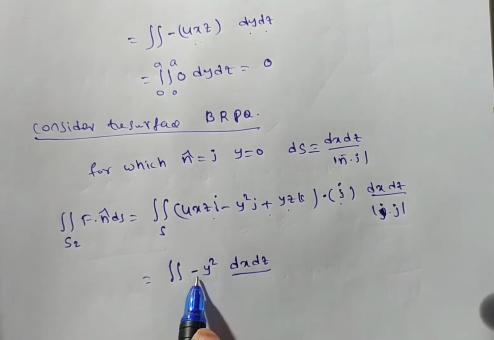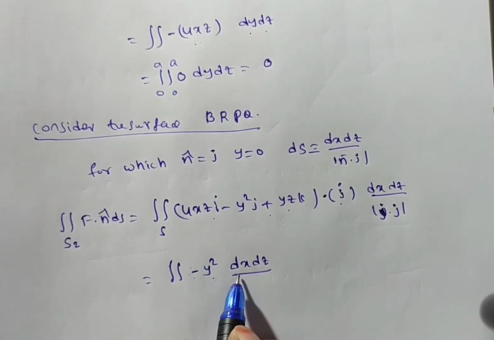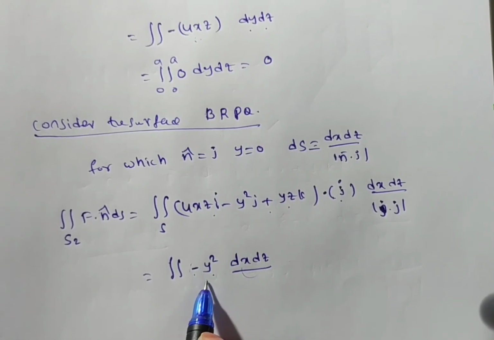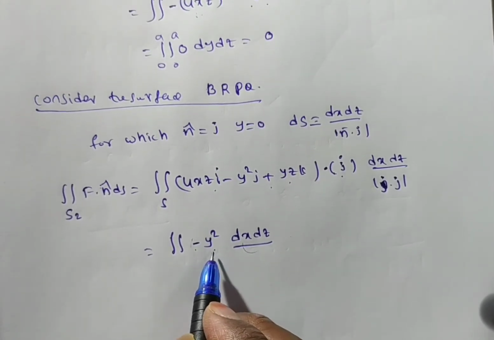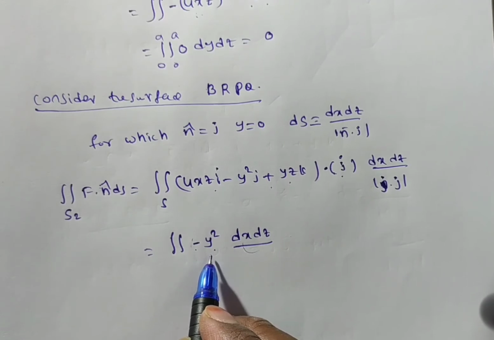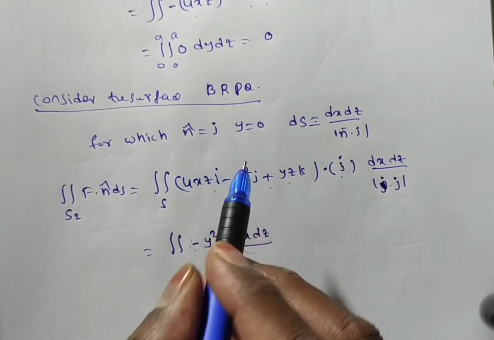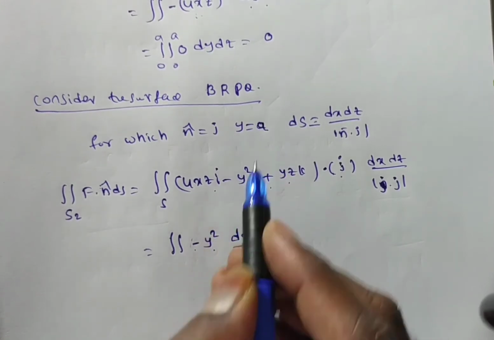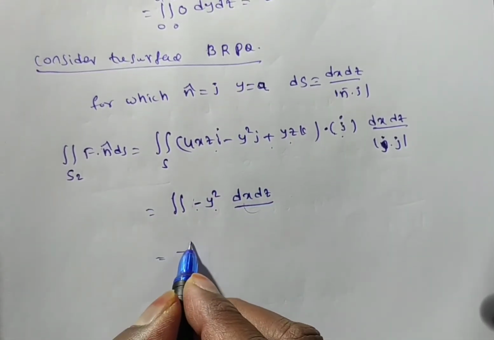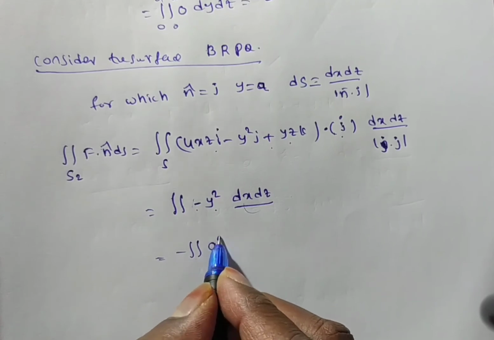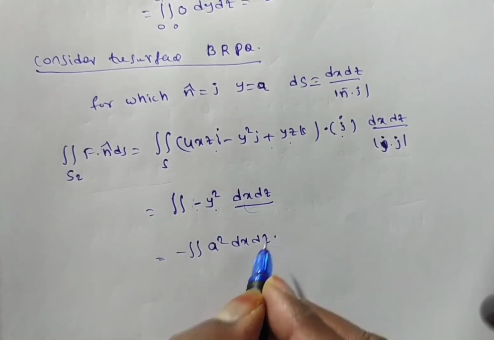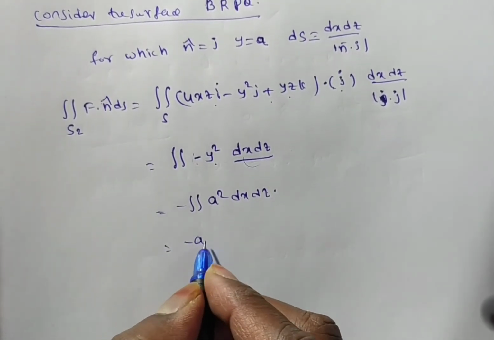So now we have to evaluate this integrand with respect to x and z variables. But the integrand contains a y term, so you have to change this y value in terms of x and z. In this surface, the y value is equal to a, so in this case it is minus double integral of a, which is a square, into dx dz. Therefore I am writing minus a square here.